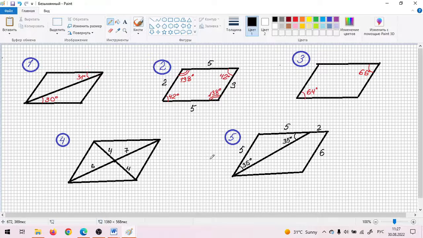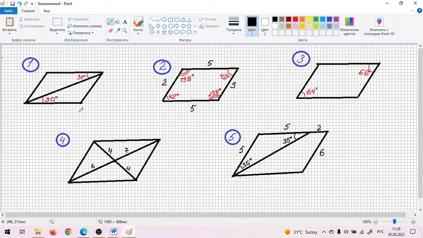And now a small task for you. Here you can see 5 pictures. Look through them attentively. All these quadrangles are parallelograms. Task is, you should find an error. So, the task number 1.